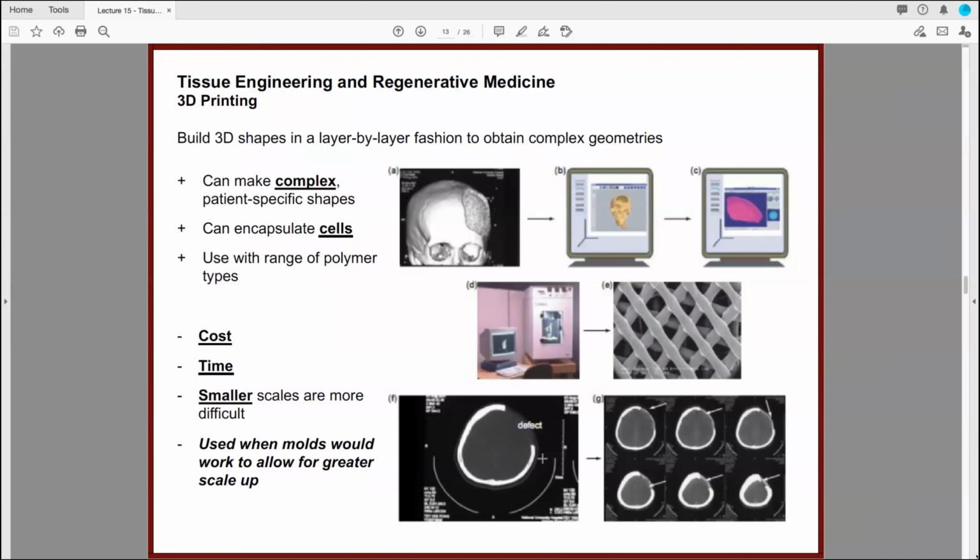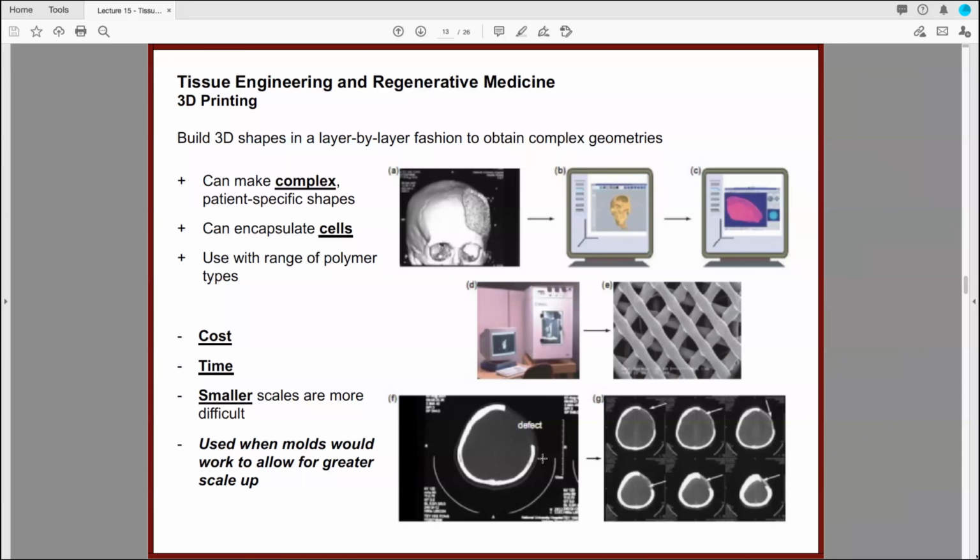So that actually means that it starts to go into this area of personalized medicine, where, if there's a specific shape that needs to be developed for a patient, we can easily take images of that and transport it into something like SolidWorks or other tools like that, and we can then manipulate it so we can 3D print. We can design it so we can encapsulate cells, so we can have that porosity designed in. And we can use it with a range of different polymer types.